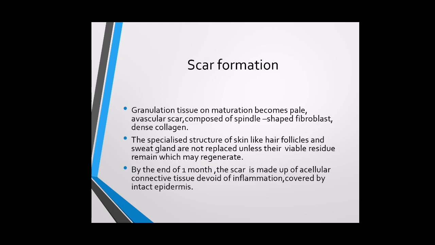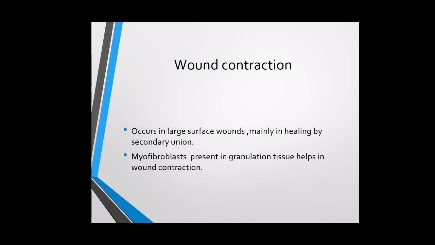Scar formation. Granulation tissue on maturation becomes pale. Avascular scar composed of spindle-shaped fibroblasts, dense collagen. The specialized structures of skin like hair follicles and sweat glands are not replaced unless their viable residue remains, which may regenerate. By the end of 1 month, the scar is made up of avascular connective tissue devoid of inflammation, covered by intact epidermis. Wound contraction.